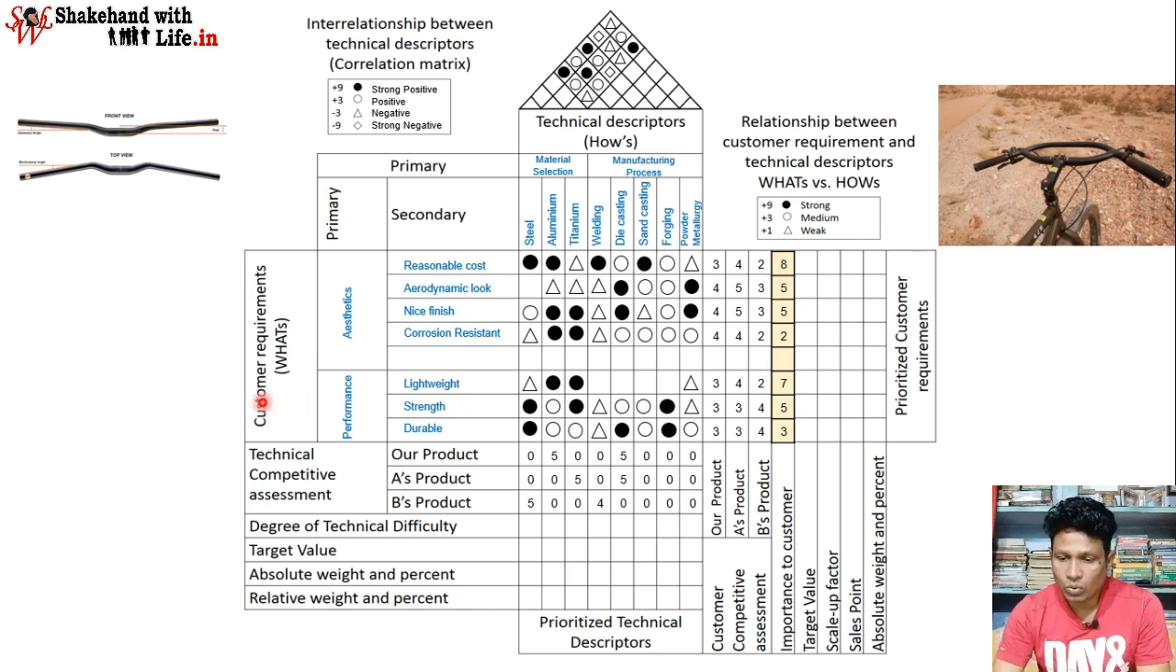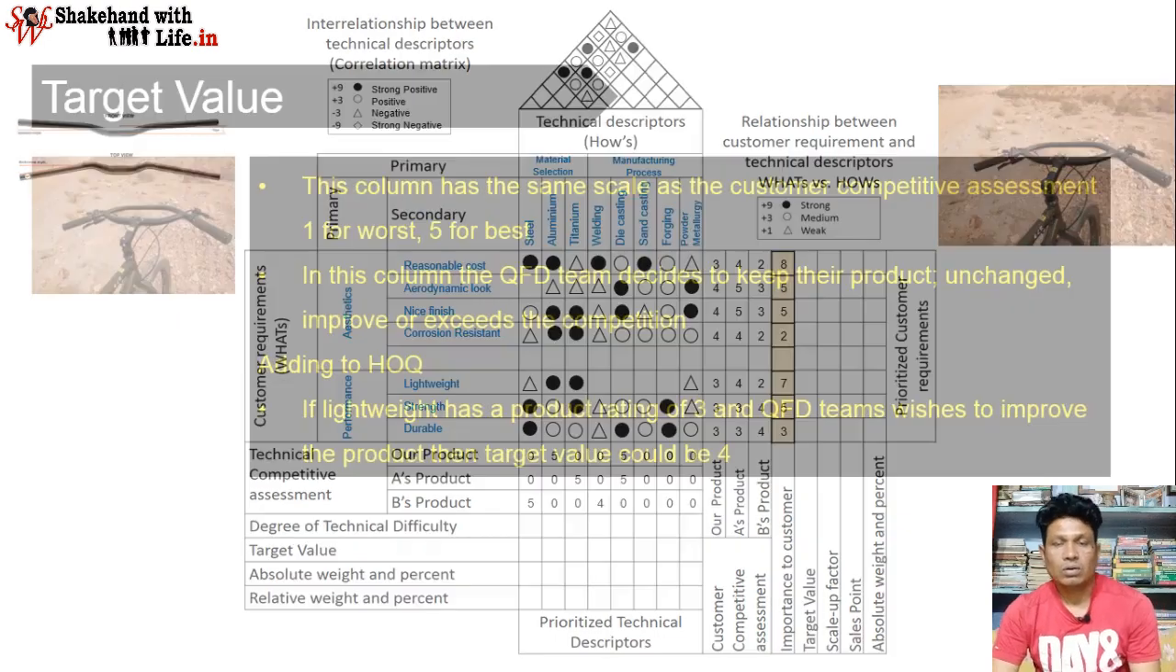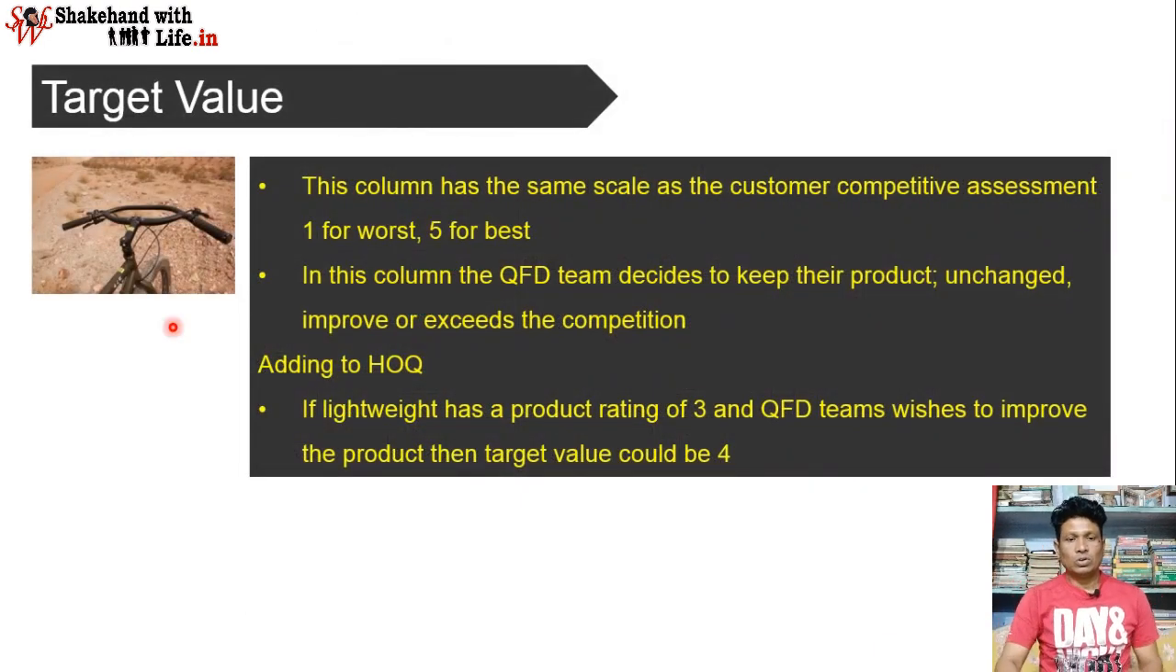Right. Now we move to target value. Okay. In this column we have the target value rating. So how do we give the ratings for target value? This column has the same scale as the customer competitive assessment, and as it was 1 for worst, 5 for best, again we have the target value from 1 to 5. 1 is for worst, 5 is for best.